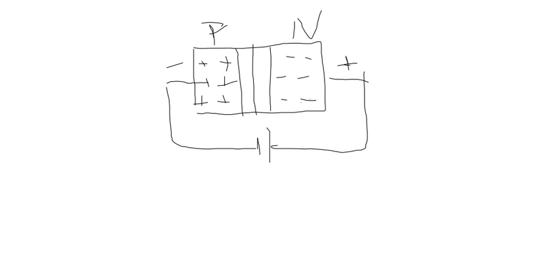The positive charge here is going to attract the electrons to the right and repel the positive charge holes, while the negative charge on this side is going to attract the positively charged holes to the left and repel the negatively charged electrons to the right. It's going to have the effect of making this depletion region get wider.